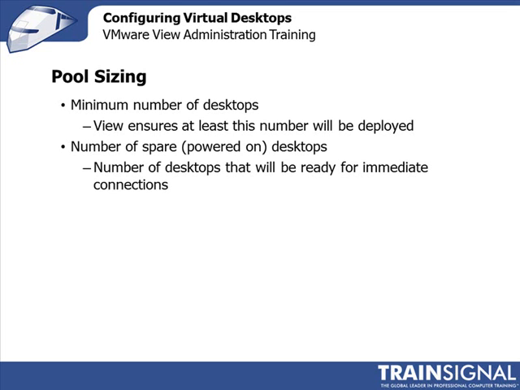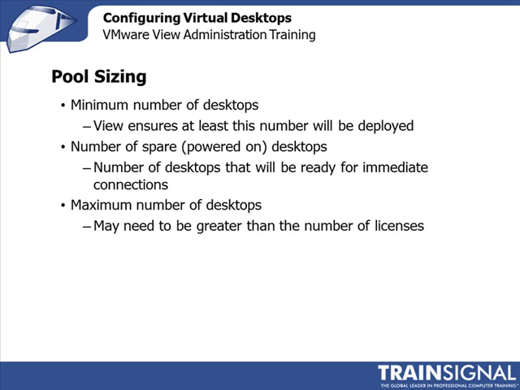Next, you can define the number of spare powered-on desktops that will be available. This also goes to making sure that end users will have a desktop ready and waiting for them when they try to connect. This number can be less than the minimum, and will always ensure this number of desktops will be available above what's currently in use. The maximum number of desktops indicates the ceiling size for the pool.